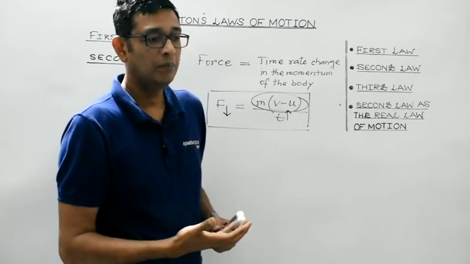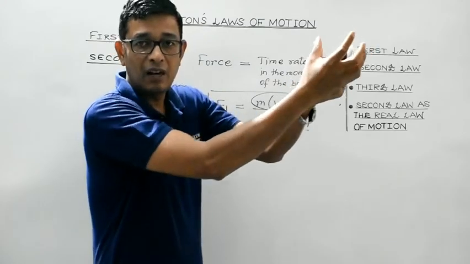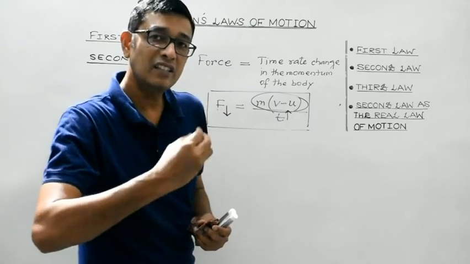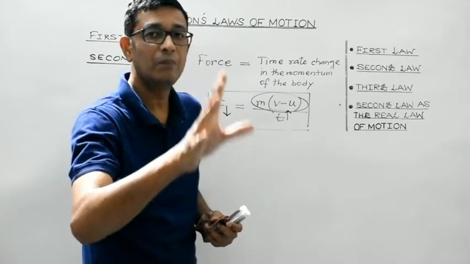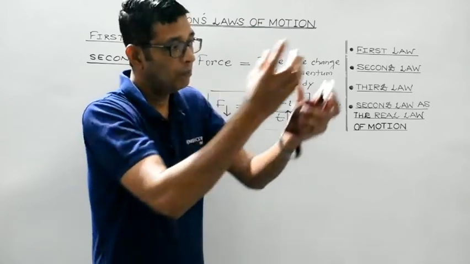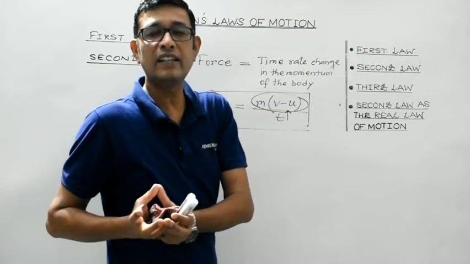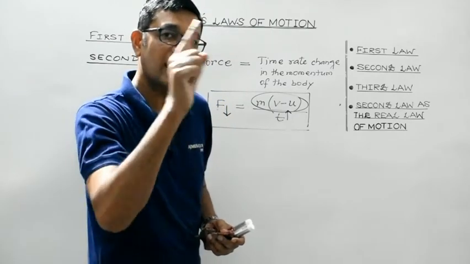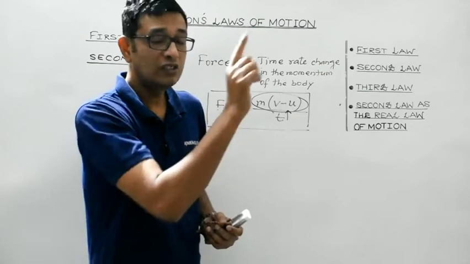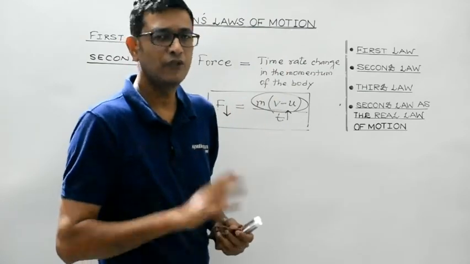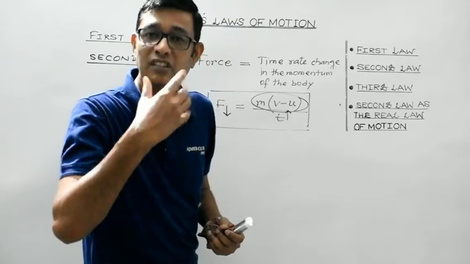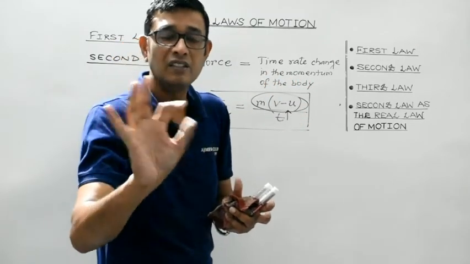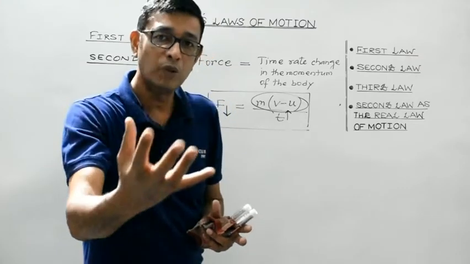Why is it so? Because by lowering the arms while taking a catch, a player increases the time during which the catch is completed. I repeat, by lowering the hands while taking a catch, a player increases the time during which the catch is completed. So, the change in momentum of the body. Obviously, there will be a change in momentum of the body due to the change in its velocity. The ball will be in the hand of the player and eventually it will come to rest. So, obviously, there is change in velocity or there is change in momentum.